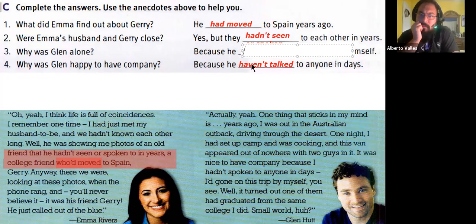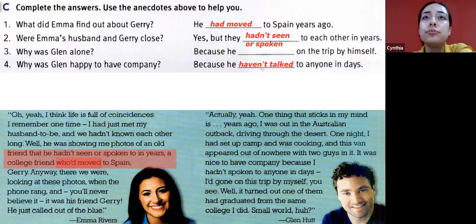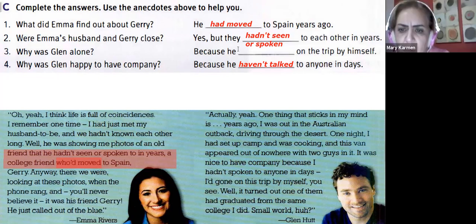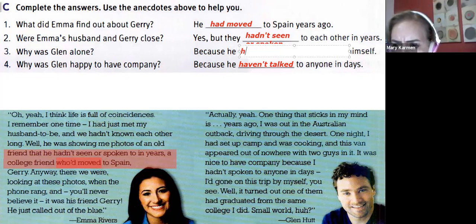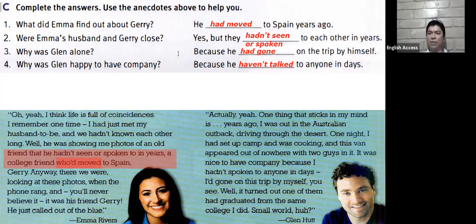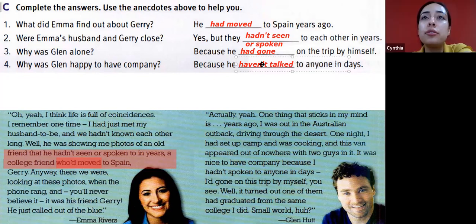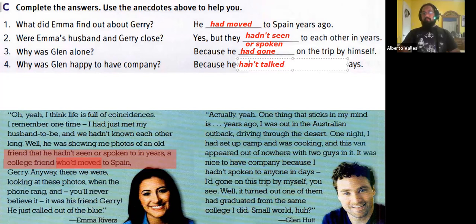Number three, yeah. How do you find it? He had gone. He had gone to the trip by himself. And the last one, number four. He hadn't talked. Spoken. He hadn't spoken.